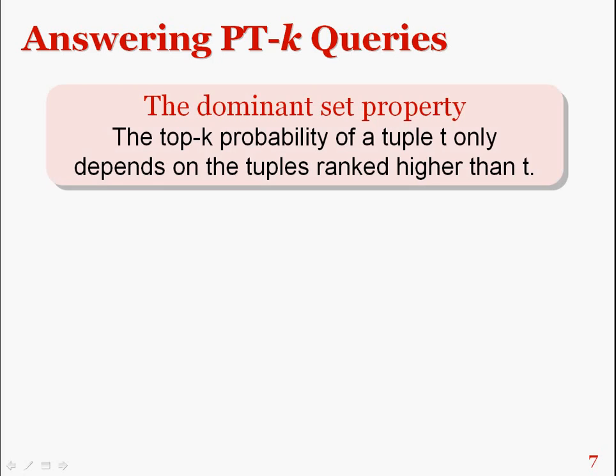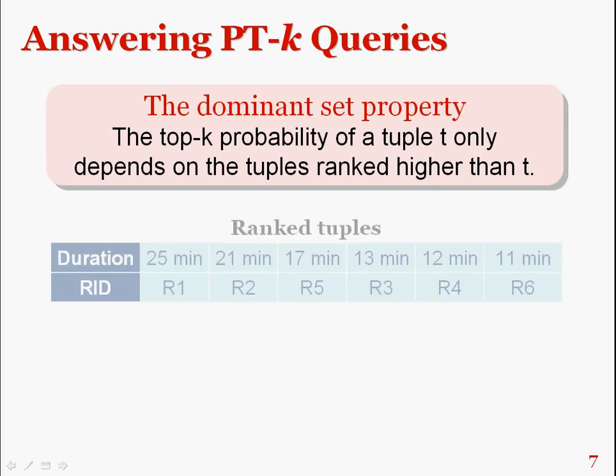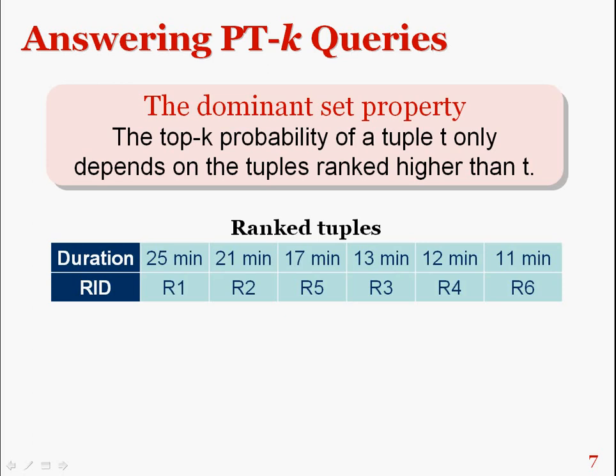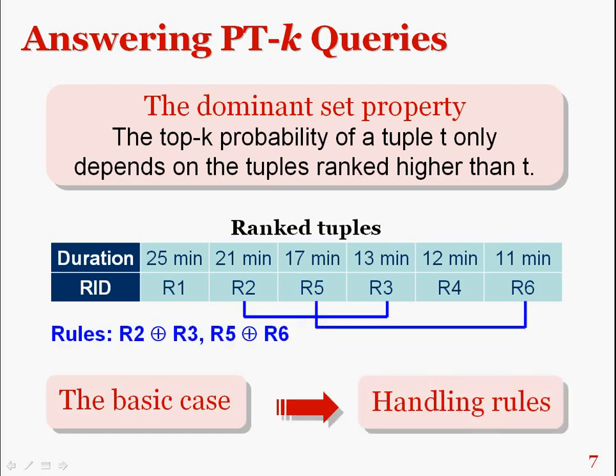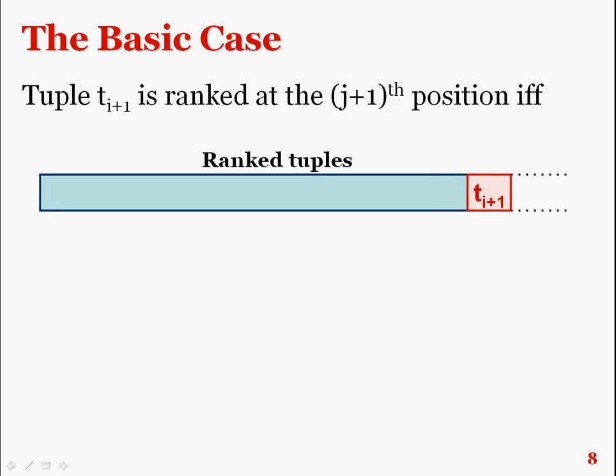First, the dominant set property tells that for a tuple T, its top K probability only depends on the tuples ranked higher than T. Based on this property, we process the tuples in the ranking order. We first consider the basic case without generation rules. Then our method is extended so that rules can be handled. In the basic case without generation rules, all tuples are independent.